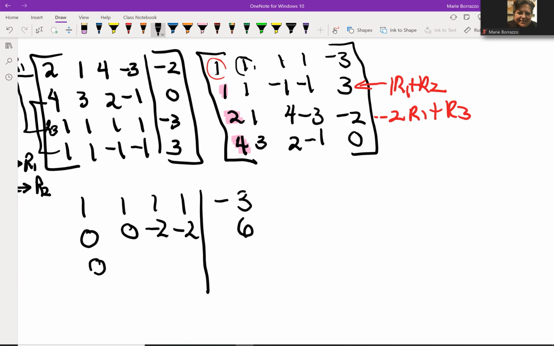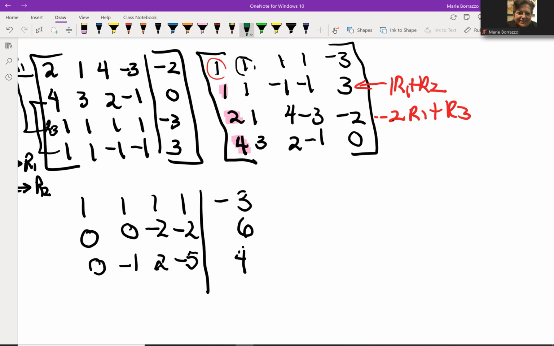Same thing's going to happen here. I have negative 2 times 1 is negative 2 plus 1 is negative 1. Negative 2 times positive 1 is negative 2. Negative 2 plus 4 is just 2. All right. Negative 2 times 1 is negative 2, and negative 3 is negative 5. Negative 2 times negative 3 is 6. 6 minus 2 is 4, and that's what we have there.